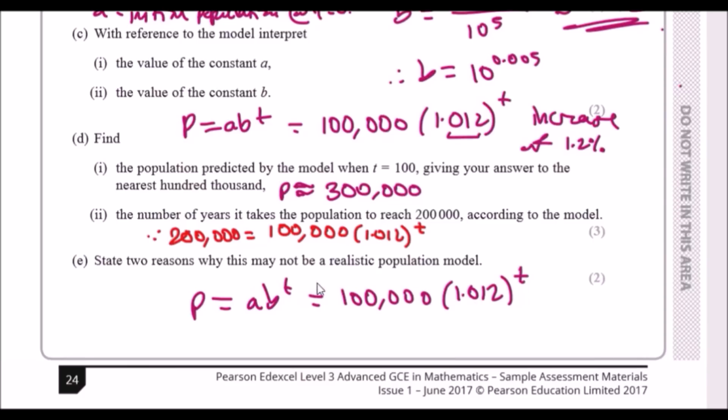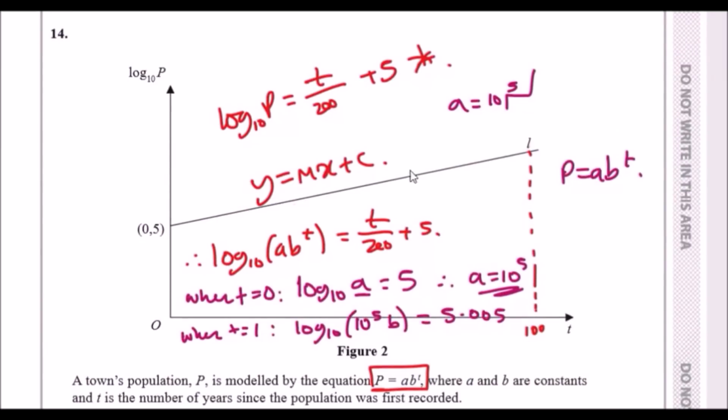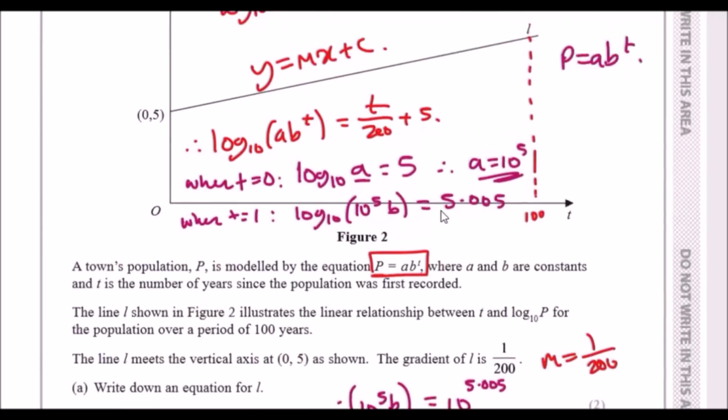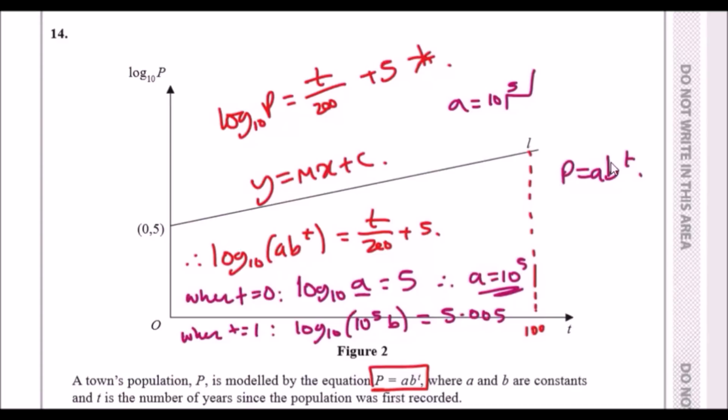So state 2 reasons why this may not be a realistic population model. In other words, we're looking at the straight line. If you remember, in the beginning of this question, we said that this is just a simple straight line model. So thinking about it carefully, we are assuming that this can go up for an unlimited period of time. So we're assuming a constant relationship.